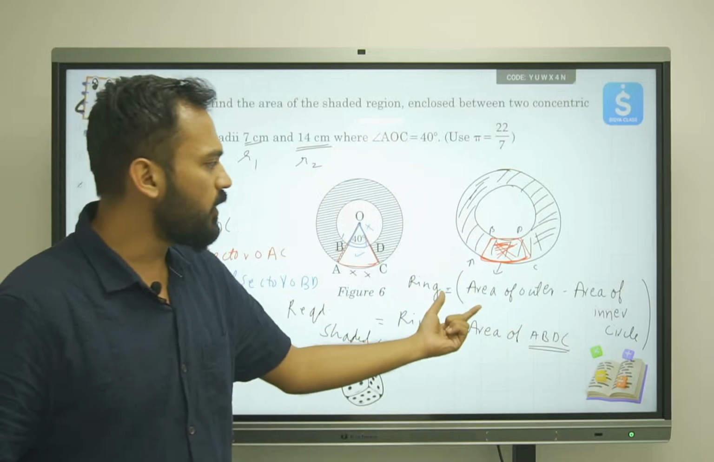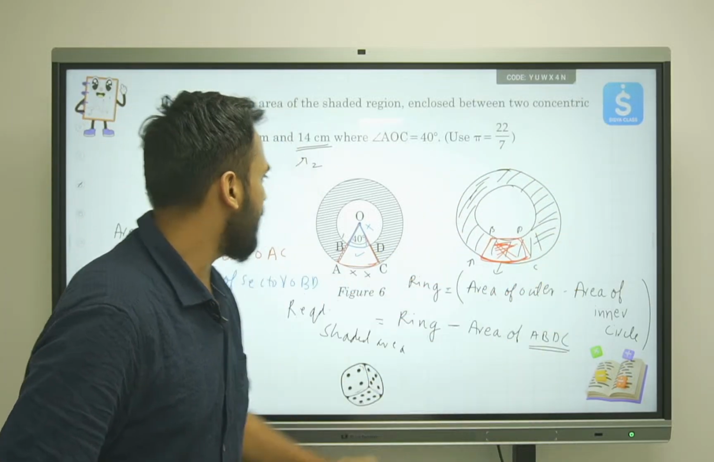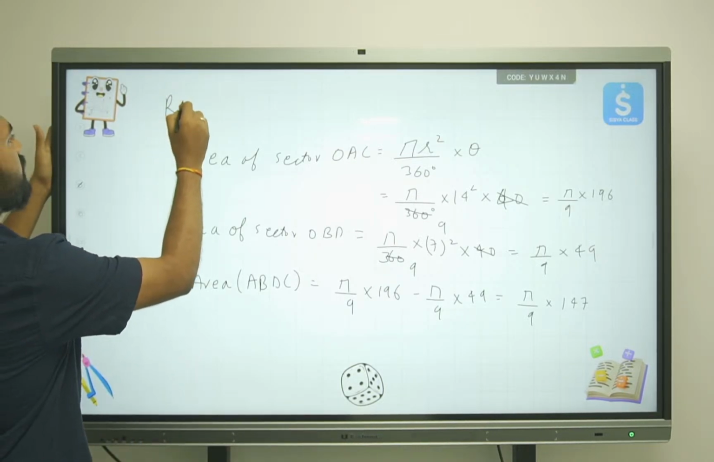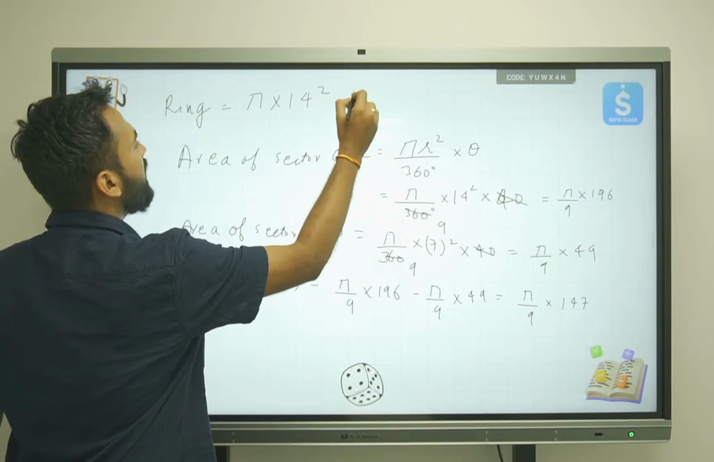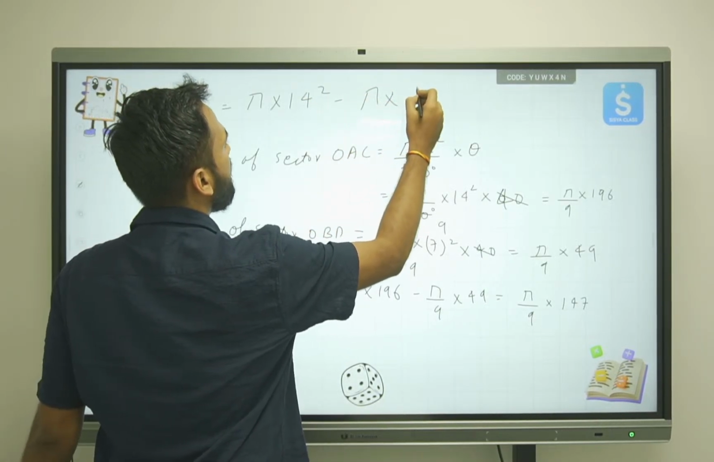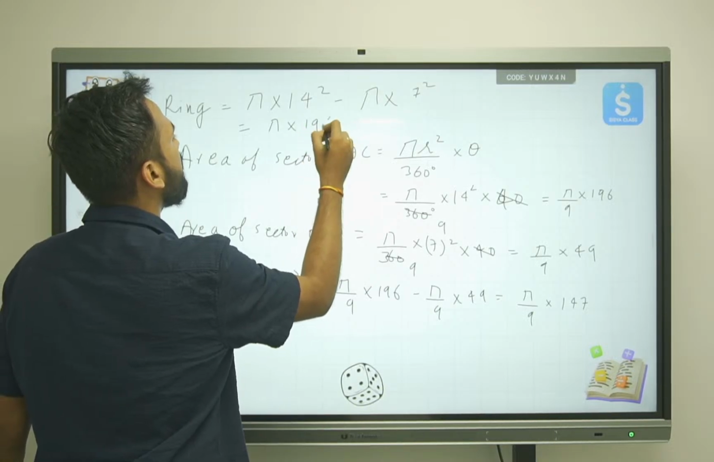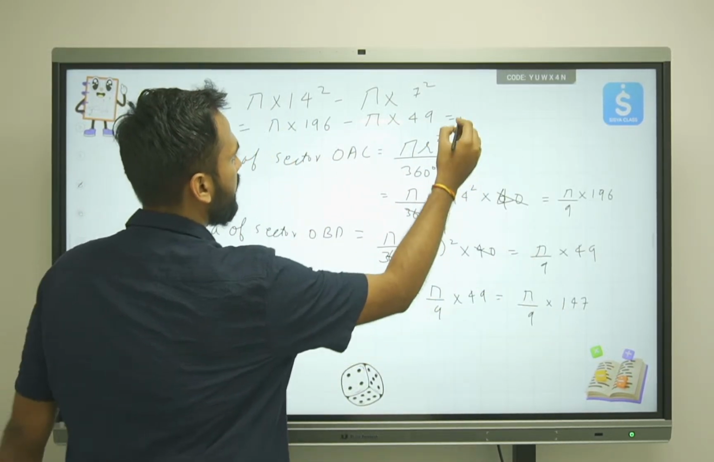Same way we can find out the area of this ring also, the complete ring, which is area of outer circle minus area of inner circle. Area of outer circle pi into 14 square minus area of inner circle pi into 7 square. Pi into 196 minus pi into 49, which will be 147 pi.